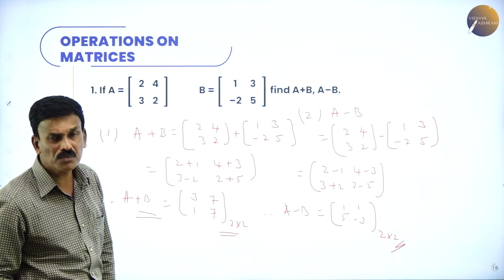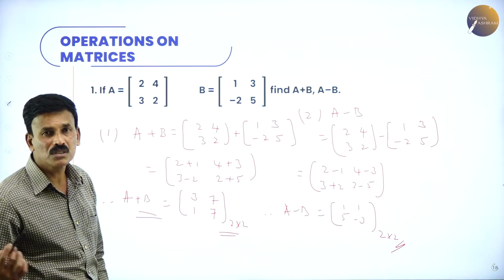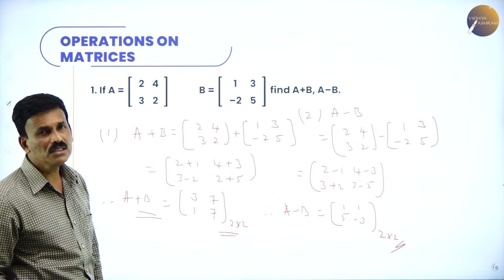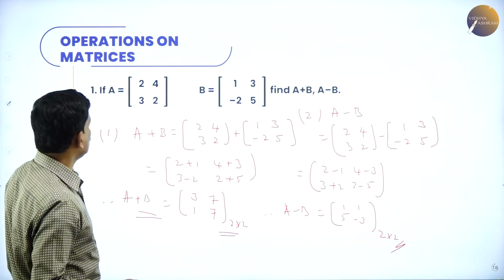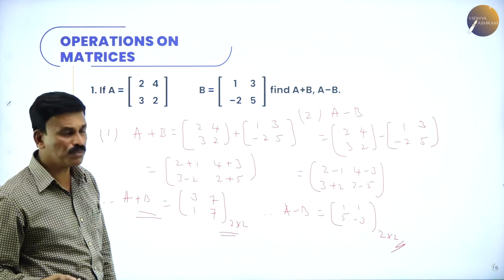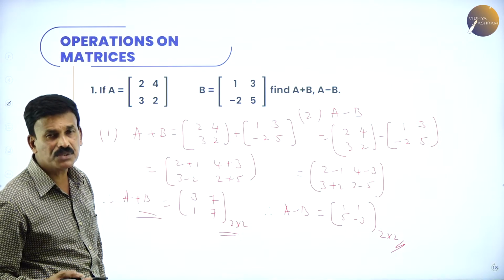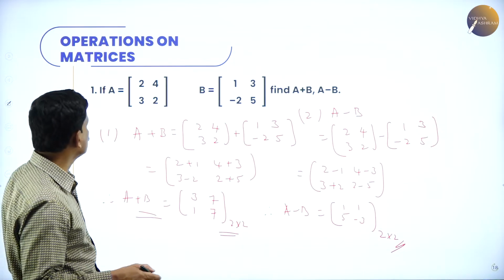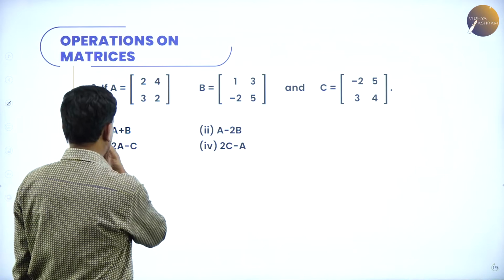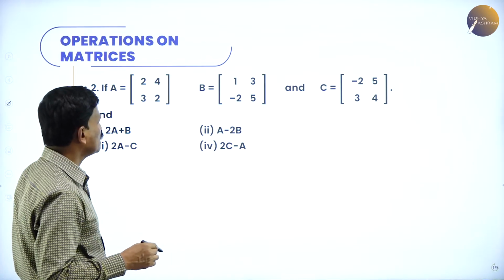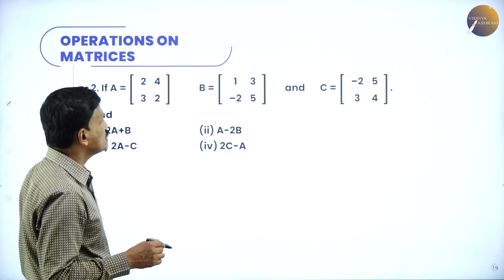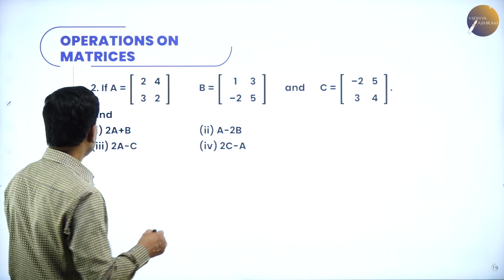So if you do this much you will definitely get 2 or 3 marks. Very simple. Okay, addition and subtraction, sum or difference of two matrices. Now let us take one more problem based on matrix addition, subtraction and scalar multiplication. Now let us come to this problem, very important problem. If A is equal to 2, 4, 3, 2, B is 1, 3, minus 2, 5 and C is equal to minus 2, 5, 3 and 4, find one by one.